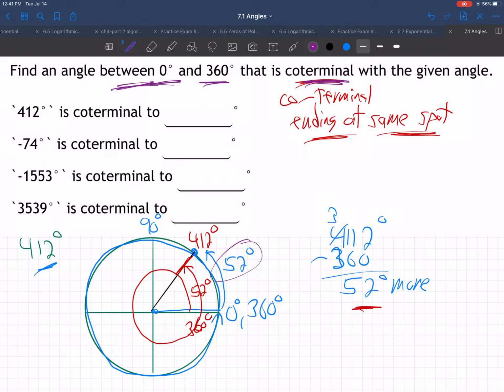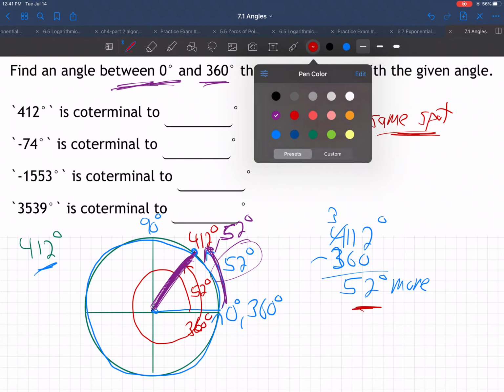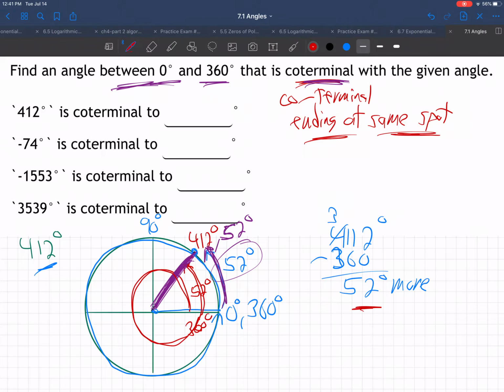Well, the answer is going to be 52, isn't it? In other words, if they just did 52 degrees, that would end at the same spot as 412. 412 and 52 degrees are both ending at that same spot right here, aren't they? The 412 does it the long way, a full 360 and then 52 more. And the 52 says, I'm just going to go straight 52. But they both end in the same spot. They're coterminal. So the answer would be 52 degrees ends in the same place as 412 degrees. It's coterminal. It ends with it.